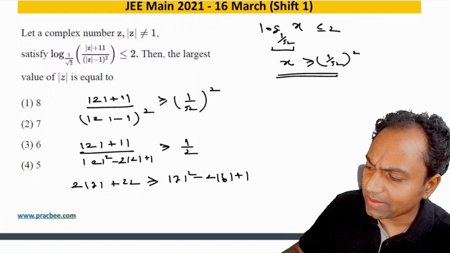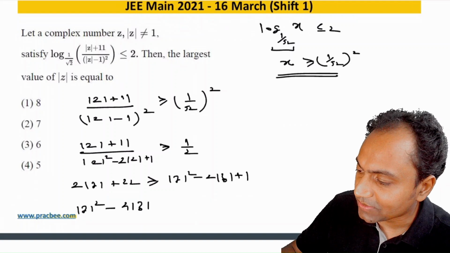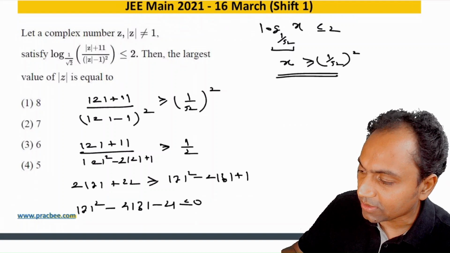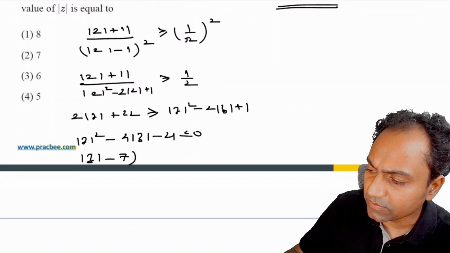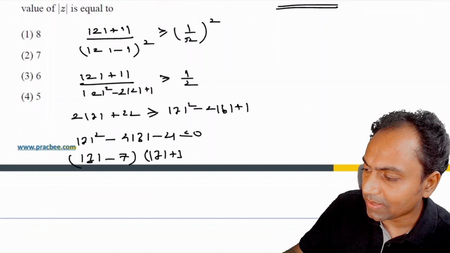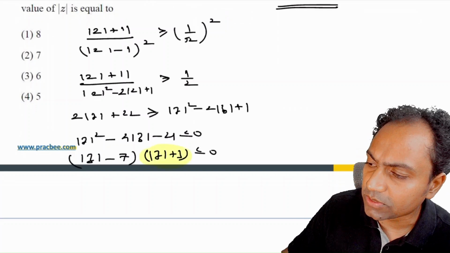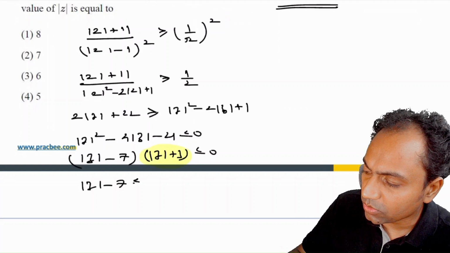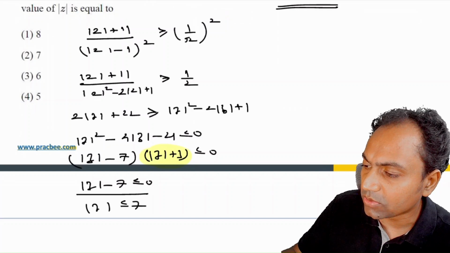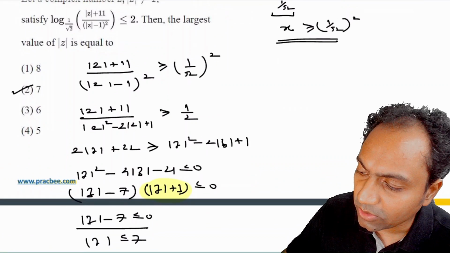And if I simplify it, it becomes nothing but |z|² − 4|z| − 21 is smaller than or equal to 0. If I simplify this, after factorization, (|z|−7)(|z|+3) is smaller than or equal to 0. Now, if you look at this second part, this is always positive because it is the sum of two positive quantities. So |z|−7 is going to decide the sign. So |z| is smaller than or equal to 7. So the largest value comes out to be 7. That is nothing but option 2.